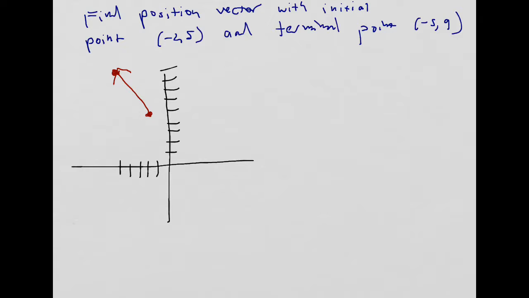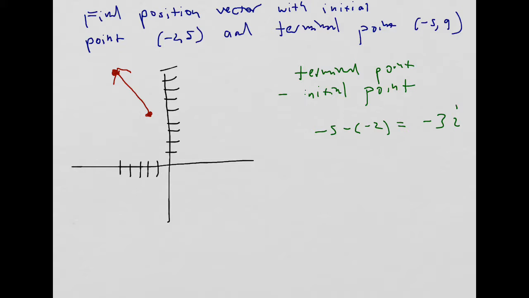Essentially, we have to get the components of this guy, right? The way to do that is we want to get the terminal point minus the initial. Once again, you do not want to switch these around. When I say the terminal point, I mean their corresponding coordinates. So if you take -5 minus -2, that's -5 plus 2, which is -3. And this would be the horizontal component, that will be the i value.